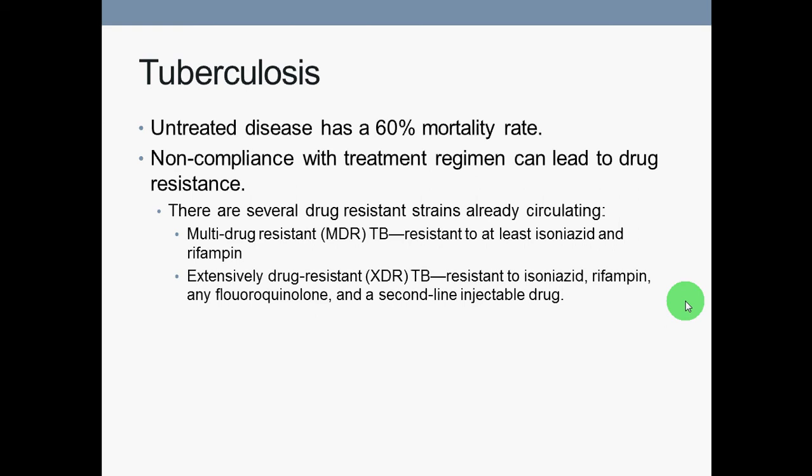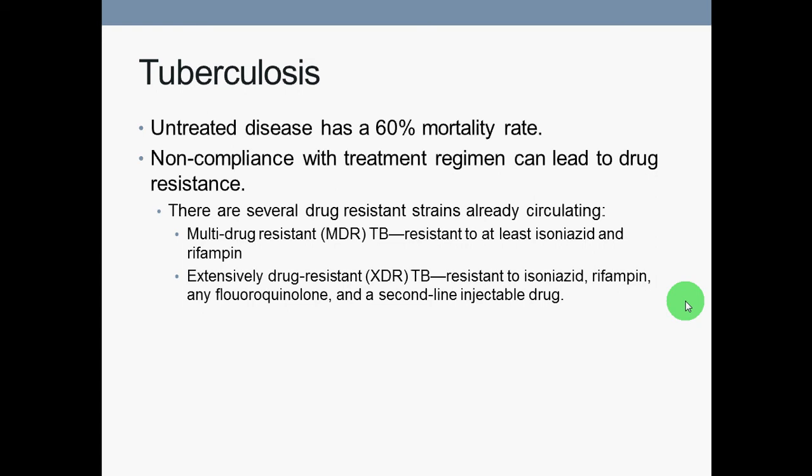There are already several drug-resistant strains circulating, and we classify them into two groups. There's the multi-drug resistant TB. That's resistant to at least isoniazid and rifampin. Those are the two drugs I mentioned that were the first line of defense against TB.